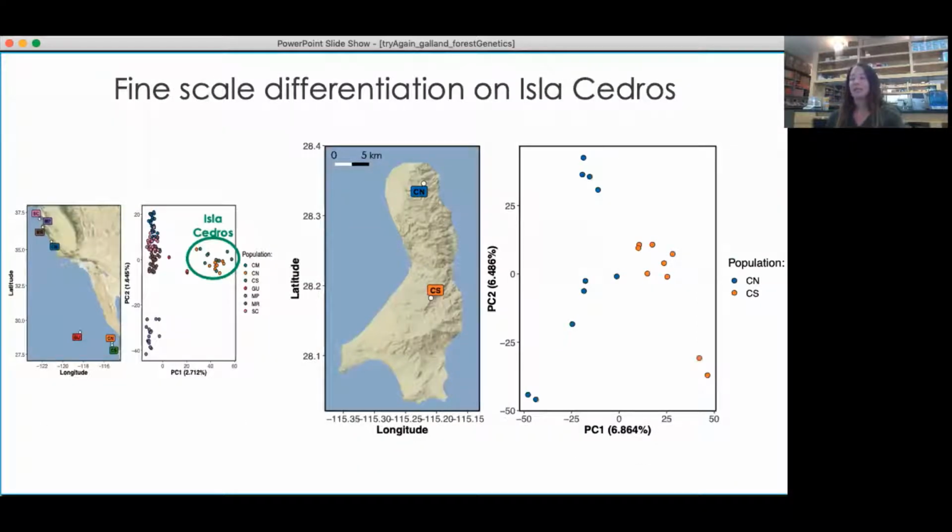Now again, let's take a look at the map. We have a very small scale here with populations only about 10 kilometers apart. And again, we have very fine spatial genetic structure from these two groups of trees.